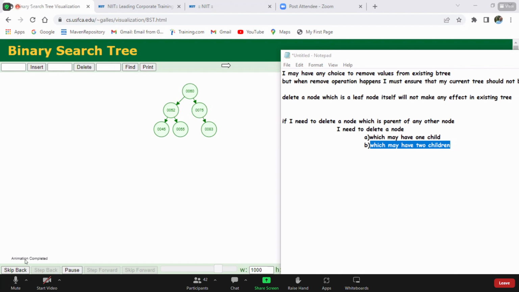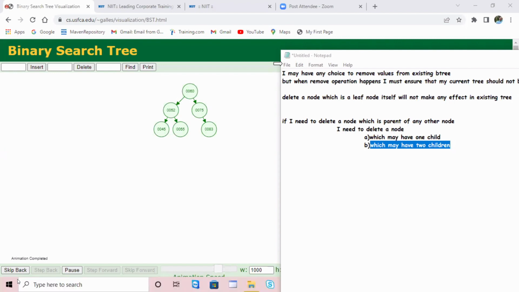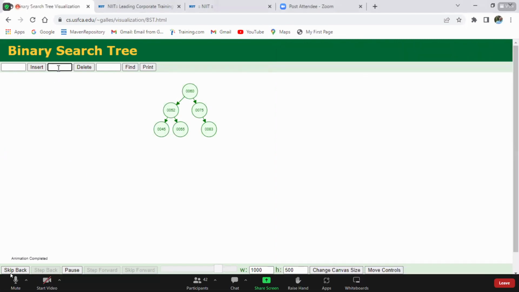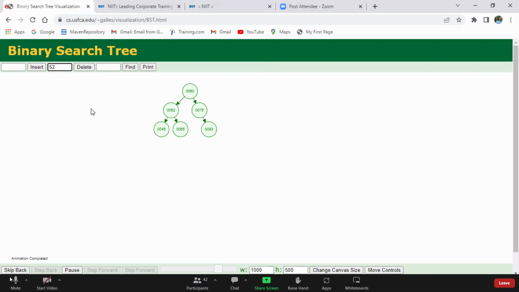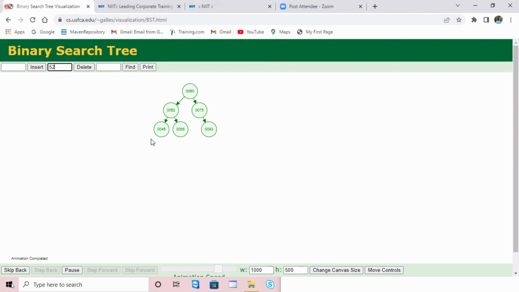Sure. Let's see. Don't give any particular prediction. My animation is ready. I am going to delete 52. After deletion of this node, who will be the parent, 45 or 55? I need to decide that. 55. Let's see.